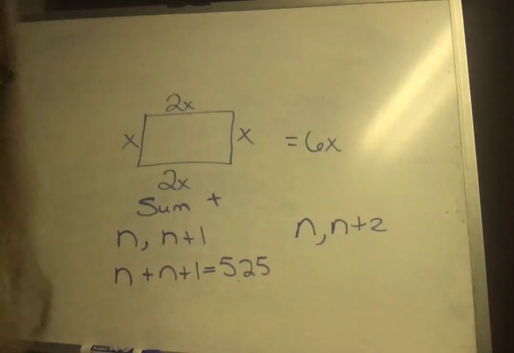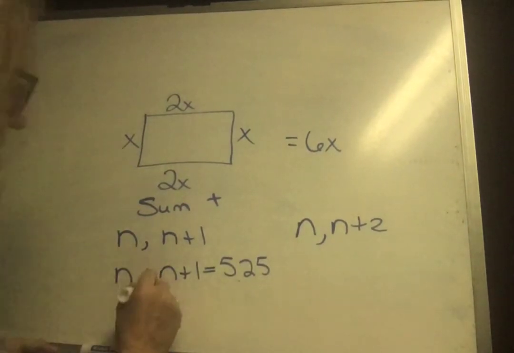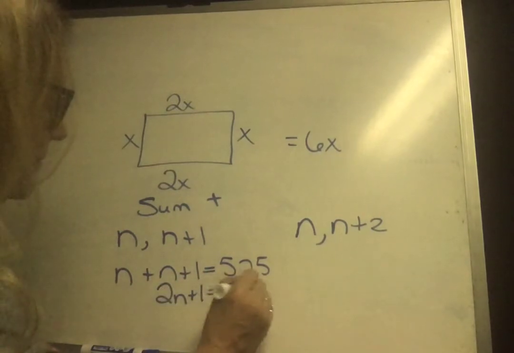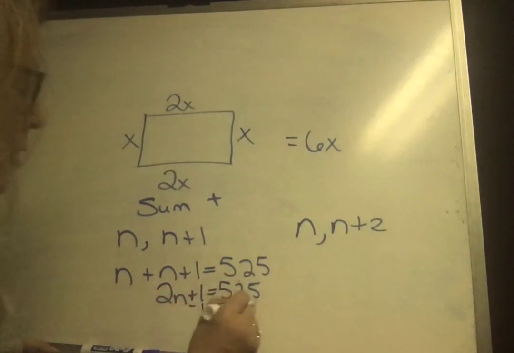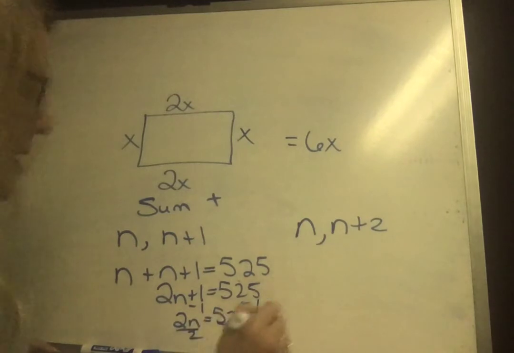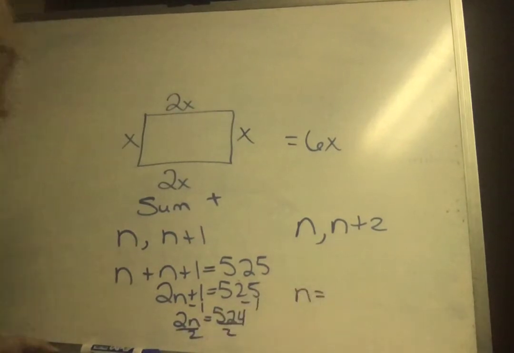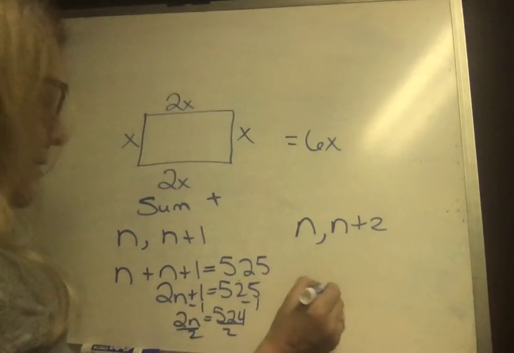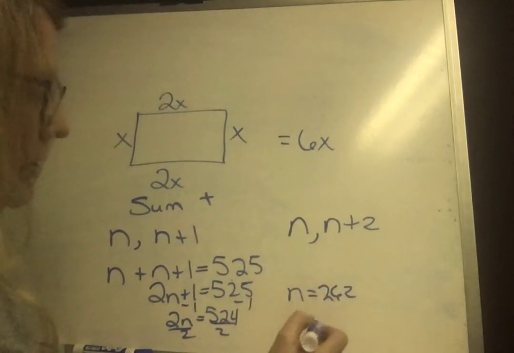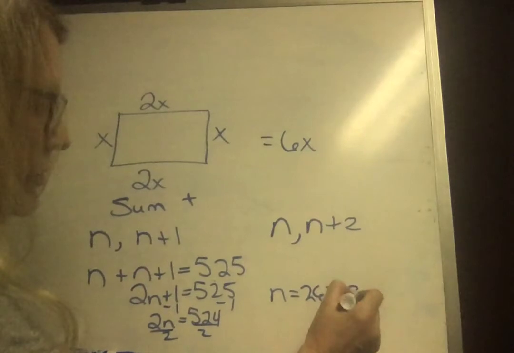Then it becomes just your algebra problem. N plus n plus 1, 2n plus 1 equals 525. And subtract 1, 2n equals 524. Divide by 2. So the first number is 262, which makes the next one 263.